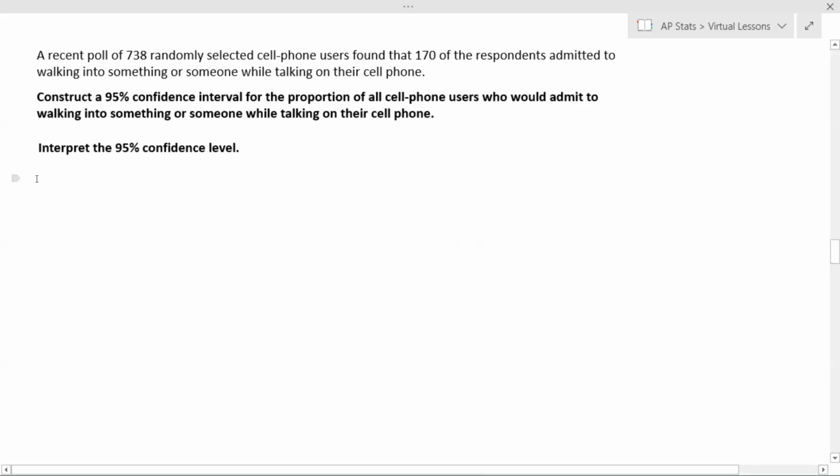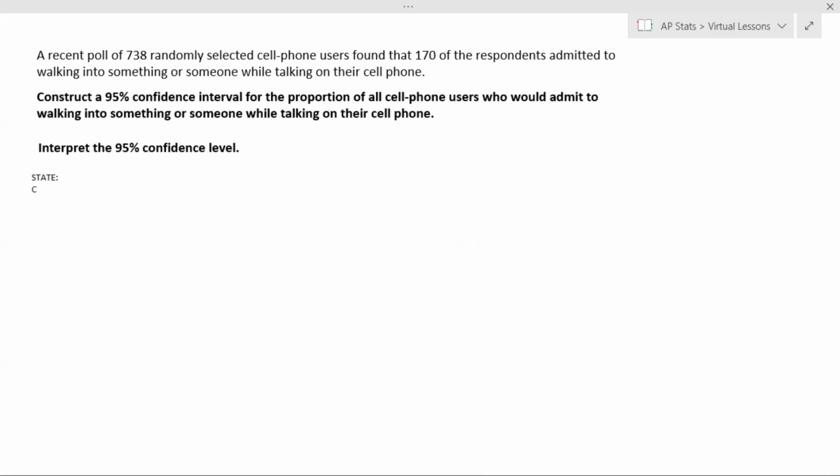Okay, so I'm going to do some typing here when we answer these, but for constructing the 95% confidence interval, we need to do that four-step process. So the first part is to state. Okay, we're going to state what we're going to do.